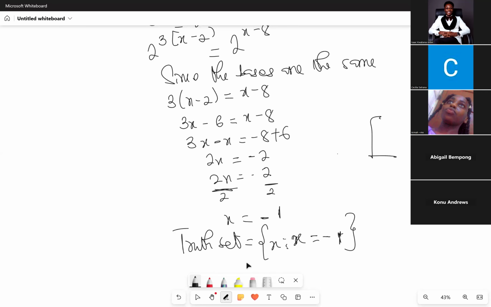I remember back in junior high school, we were taught that you do an S, then you try to do a two also. Figure it out, guys. That's how you get it. So that's how we write truth set: x is such that x is equal to -1. Yeah, that's it.